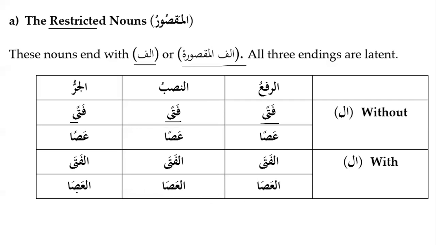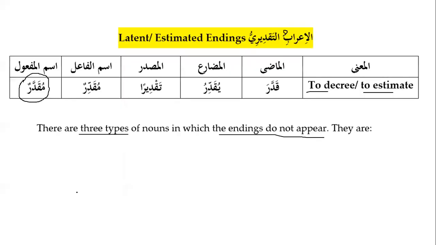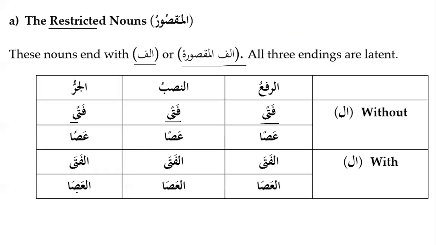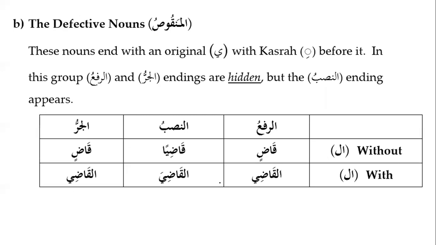And inshallah, when we discuss the lesson, then we will see the examples as well, like how they are used in the sentence. So when we talk about the estimated endings, or al-irab taqdiriyu, the first one is maqsur. Guess the second one. Manqus. Manqus, perfect. The defective nouns, manqus, okay? These nouns end with an original ya with kasra before it. So these nouns always end with ya and they always have kasra before them. That's why we call them manqus.